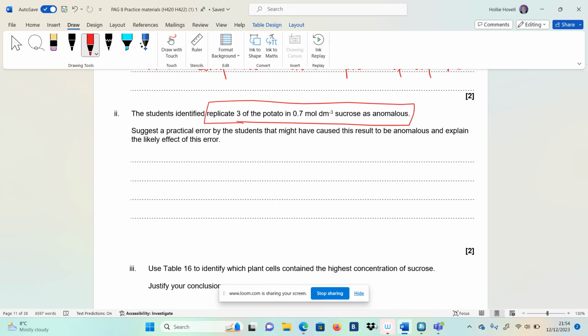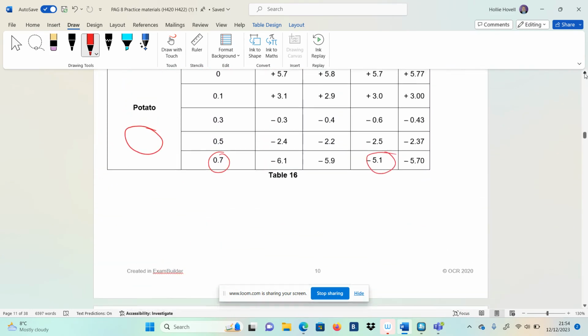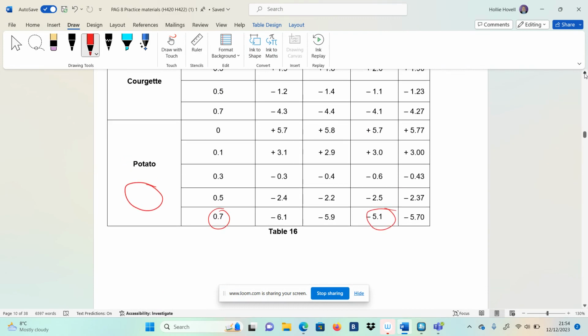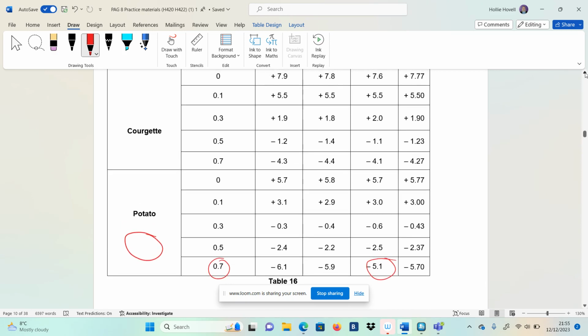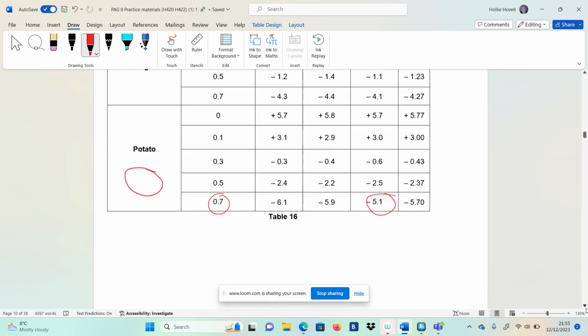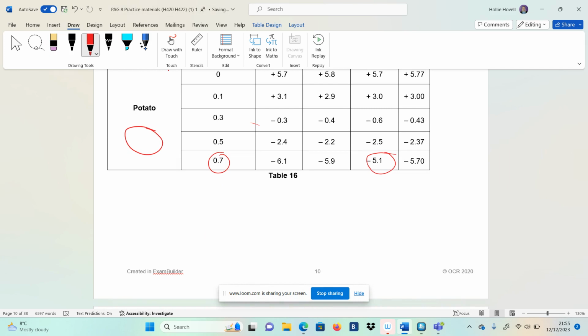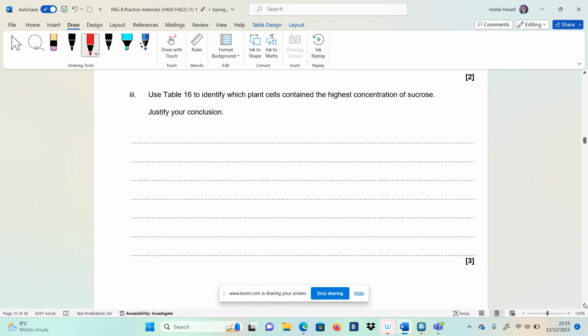Three of the potato in the sequence. Let me check that. The mark scheme's saying that it's heavier than the other pieces, whereas I just looked up it was lighter. Replicate 3, potato 0.7. Oh yes, of course it's a negative number. They're not the masses, are they? What are those numbers? Percentage changes. They're all percentage changes. That makes sense. So they've all got lighter. That's gone down by 6%. That's gone down by 5.9%. That's only gone down by 5.1%. So it's heavier. It's not got as light as the others did. Okay, that's fine. Always look at the headings. That's the trouble using a computer. You can't get it all on the screen.